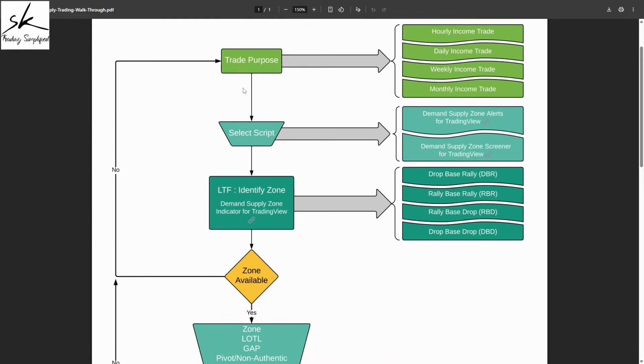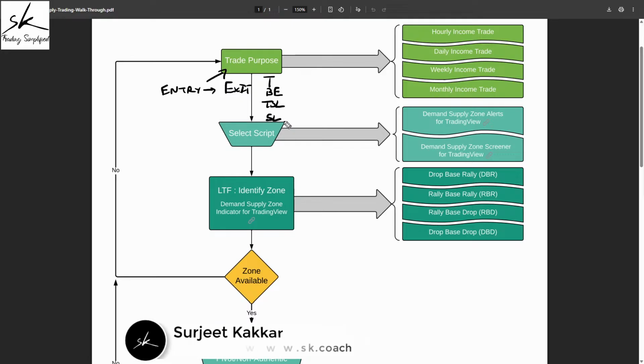Whenever you start planning your trade, the very first step is we need to define our trade purpose. Now, what do we mean by trade purpose? Trade purpose basically implies the expected duration of the trade. And the duration of the trade is from the time you enter the trade to the time you exit the trade. The exit can be the target, break even, the trailing stop loss, or also the stop loss, any kind of exit.